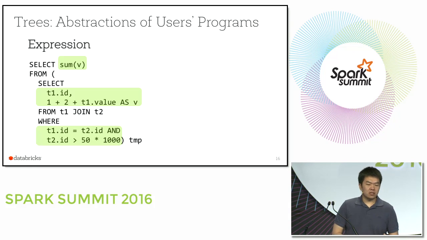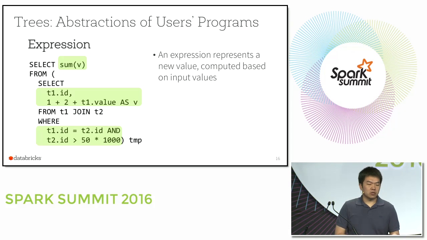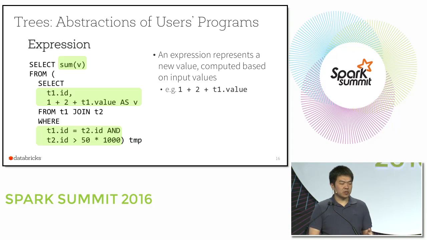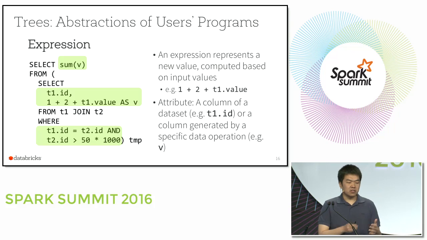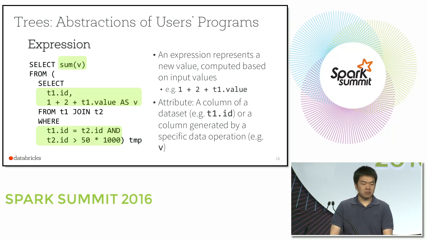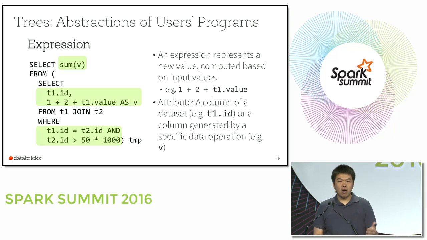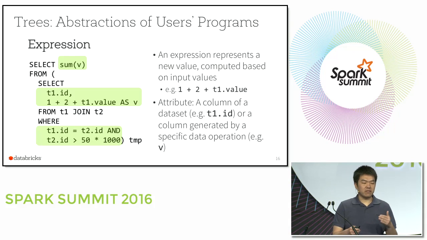And in Catalyst, the columns are also represented by attributes. And attributes are also expressions. Basically, an attribute can represent a column of a data set. In this case, t1.id represents the column ID from table T1. Or an attribute can represent a column generated by a specific data operation. In this case, you can see V is representing the result of 1 plus 2 plus T1.value.